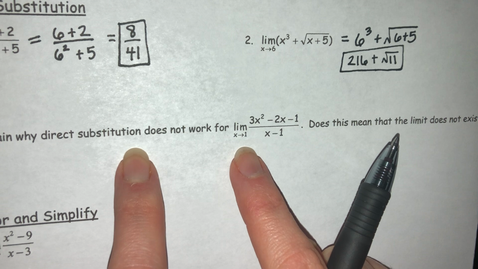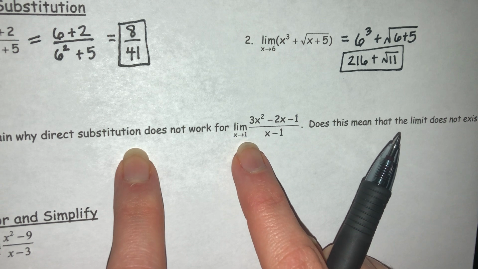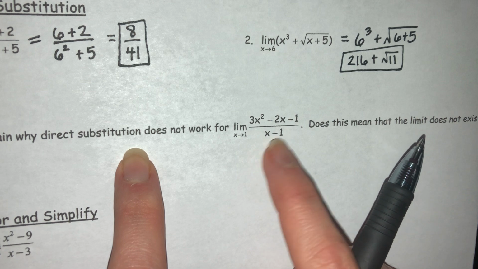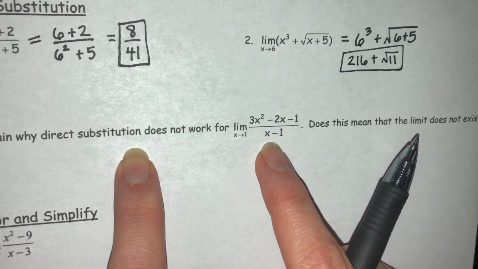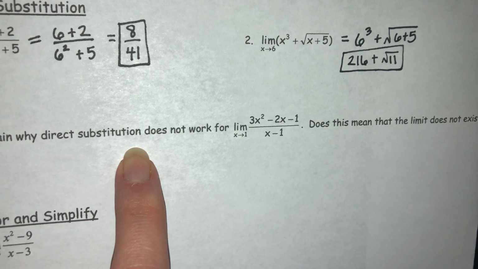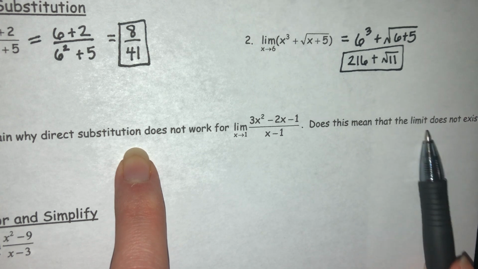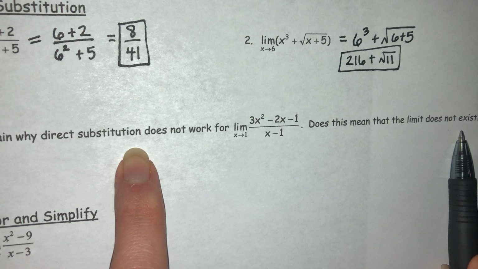Hopefully you've observed that if x is 1 and I substitute a 1 into that denominator, I'm going to have 1 minus 1, which is 0. And division by 0 is undefined. So this means that you cannot get an answer by doing direct substitution, because the denominator would come out equal to 0. The function is not defined when x equals 1. Does this mean that the limit does not exist?